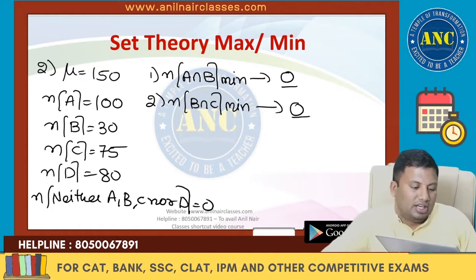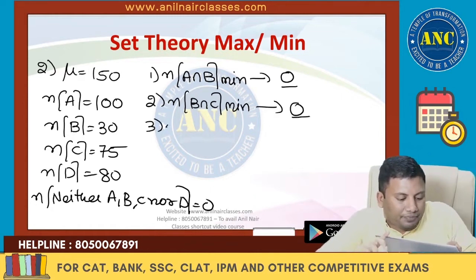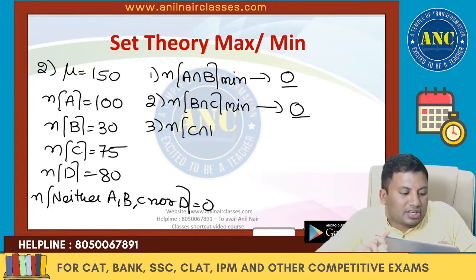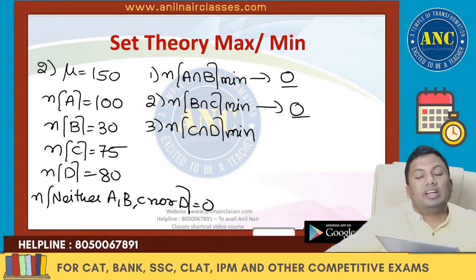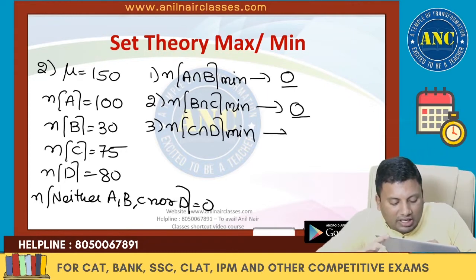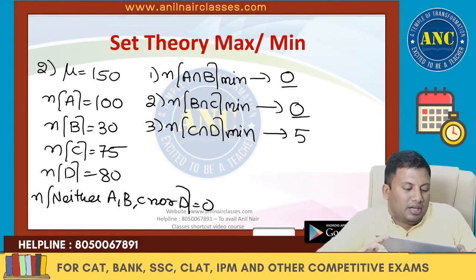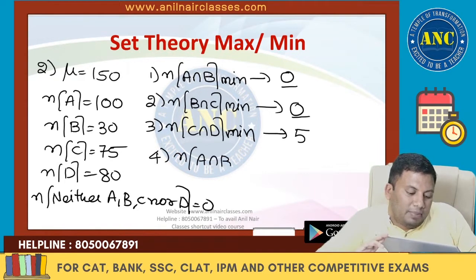It is 0. n of C intersection D, which is the minimum I want. 75, 80. Separation is 155. How much is it more than? 5 more than. Next it is n of A intersection B intersection C intersection D.